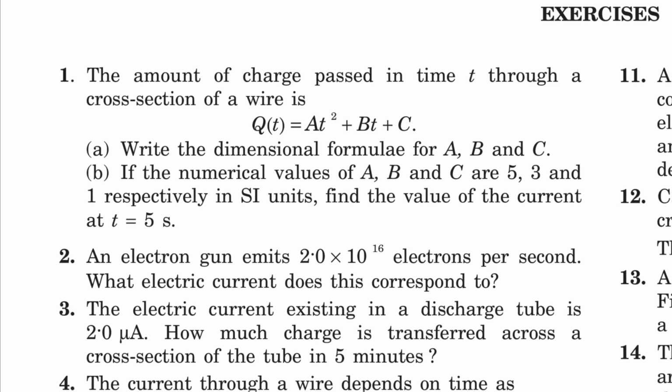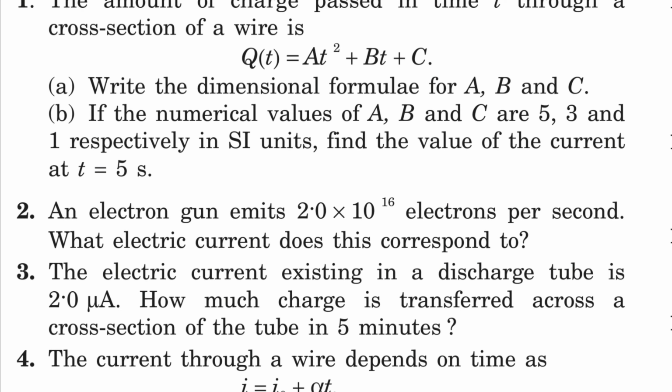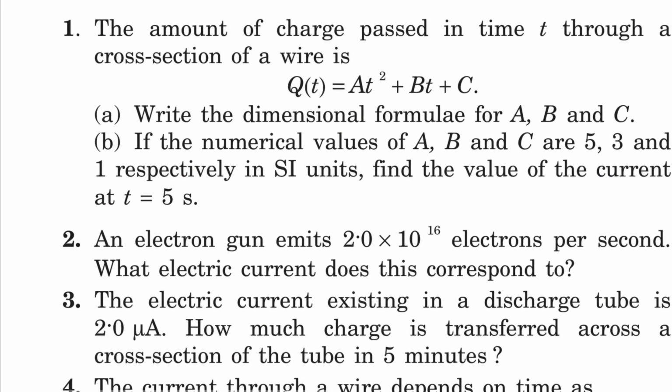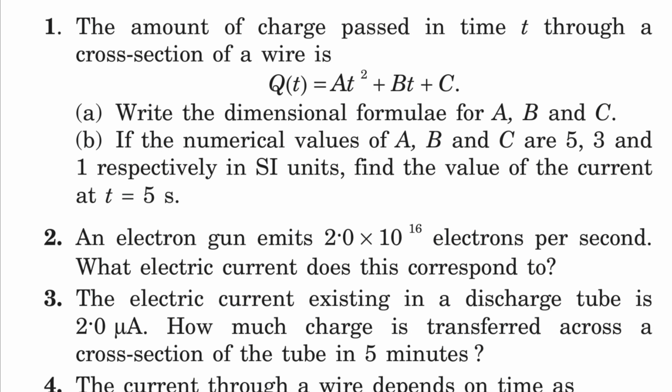Let's start with the exercise questions. First question is, the amount of charge passed in time t through some cross section of wire is given by this equation. We need to find the dimensional formula for ABC, and if numerical values of ABC are given, then find the value of current at t equal to 5 seconds. So this is the first one.